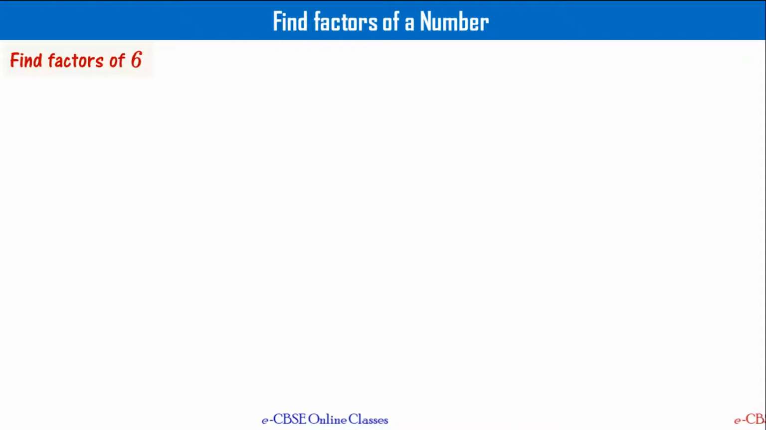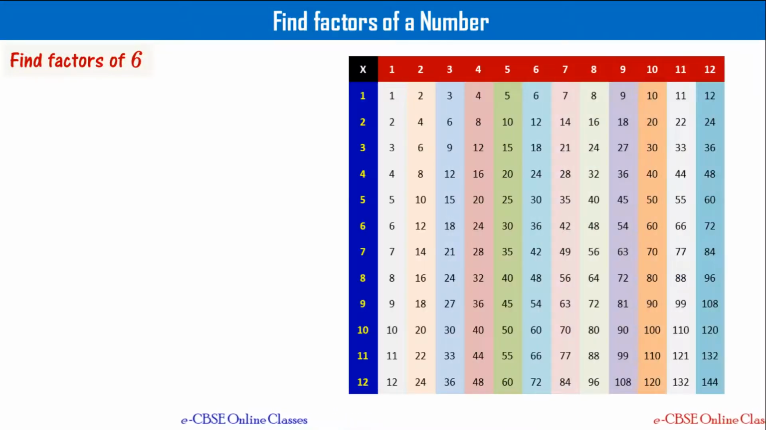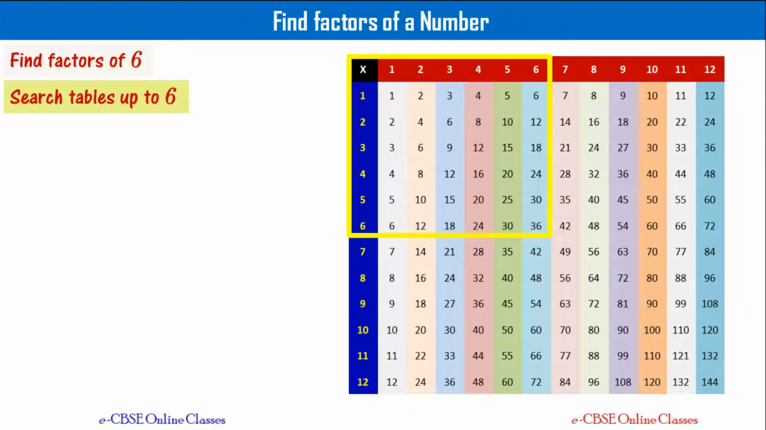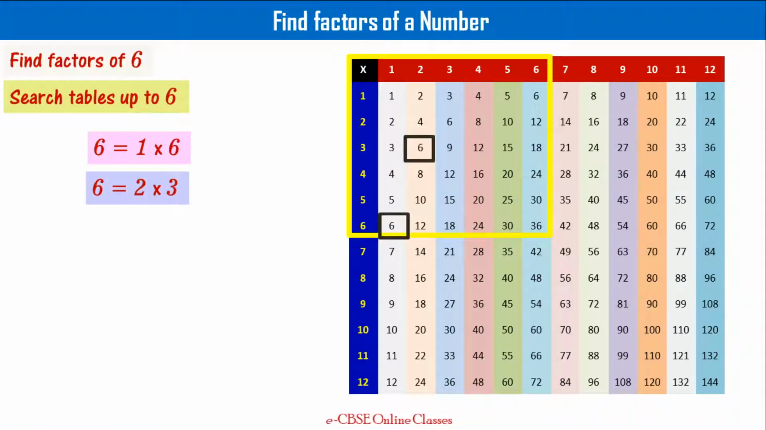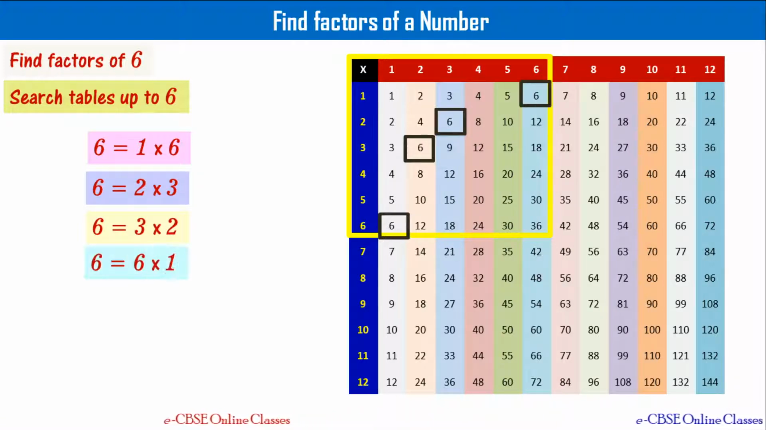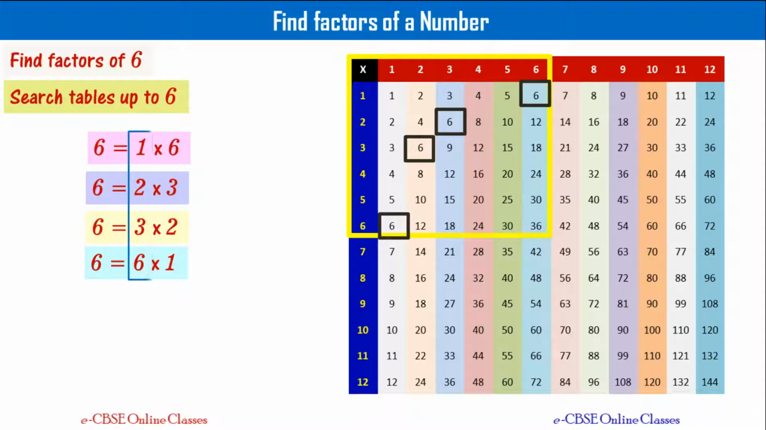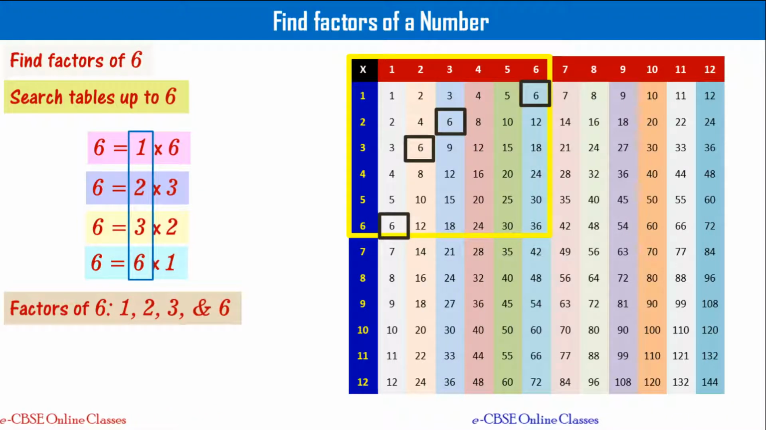Now let's find factors of 6. To do that, we set tables up to 6, and 6 can be written as 1 times 6, 2 times 3, 3 times 2, and 6 times 1. So factors of 6 are 1, 2, 3 and 6.